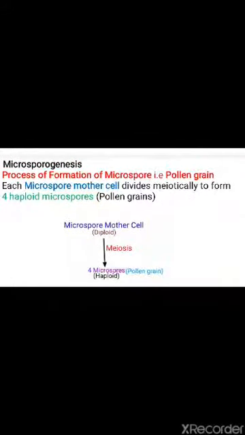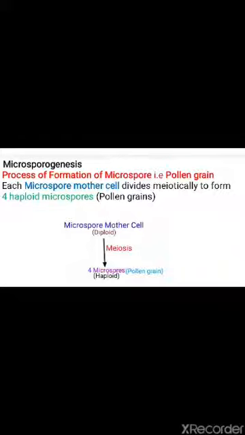Now we are starting with microsporogenesis. Microsporogenesis is the process of formation of microspore, that is the pollen grain. In this microsporogenesis, the microspore mother cell divides meiotically to form 4 haploid microspores, that means pollen grains.